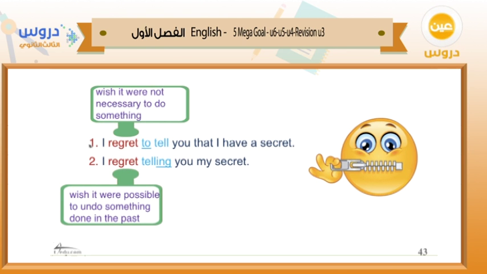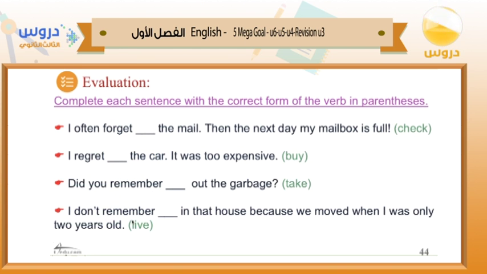What about regret? Number 1, I regret to tell you that I have a secret. Number 2, I regret telling you my secret. So here the verb is regret, and in the first sentence we have regret plus to plus the base form. In the second sentence, regret plus gerund. They are different. In the first sentence, when we use infinitive, it means that you wish it were not necessary to do something. But here, you wish it were possible to undo something done in the past, something that happened in the past, all right?